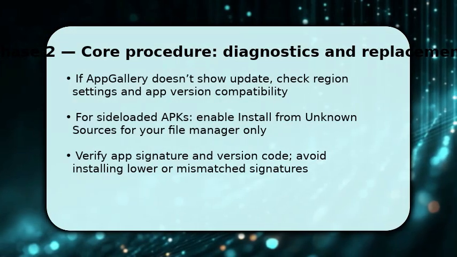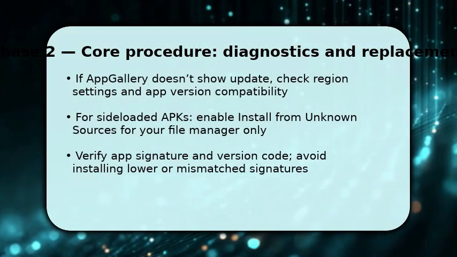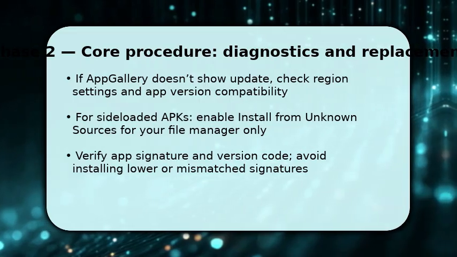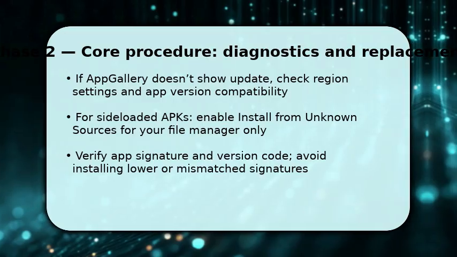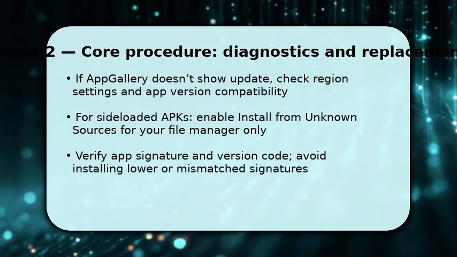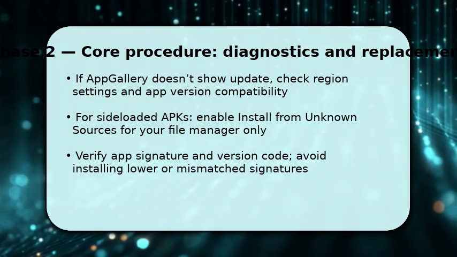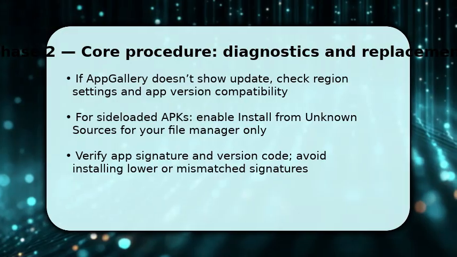Next, handle the trickier middle steps. If App Gallery fails to list an update, confirm region settings and that your device model is supported, because incompatible builds won't appear. If you must sideload an APK, enable install from unknown sources only for the File Manager app, then install the package. This isolates risk.